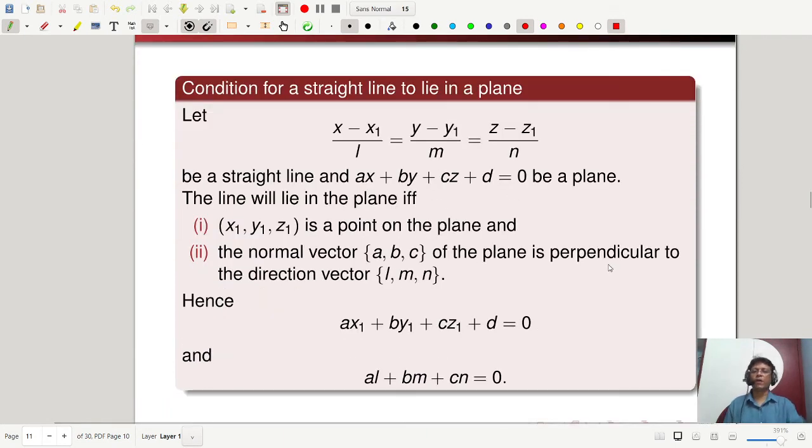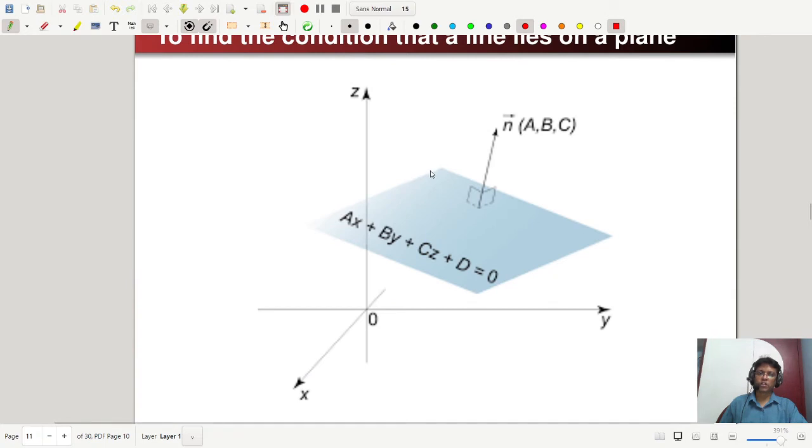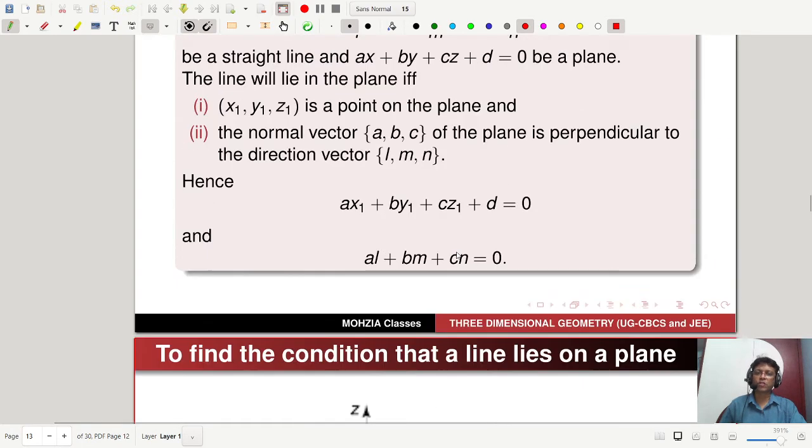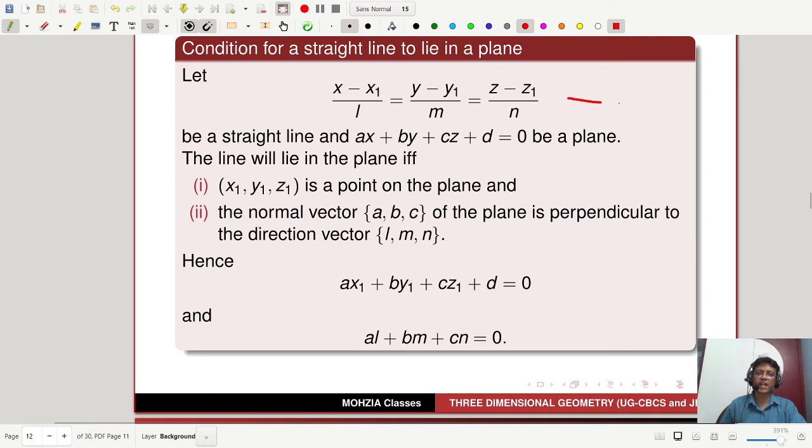Now, next topic is the condition for a straight line to lie in a plane. This is a very important thing. What is the condition for a straight line to lie in a plane? So suppose this is the plane, and the equation of the plane is given by ax plus by plus cz plus d equal to 0. This is the normal vector to the plane, and suppose this is the line which lies on the plane. The equation of the line is equation 1, the equation of the plane is equation 2, and the line passes through x1, y1, z1.